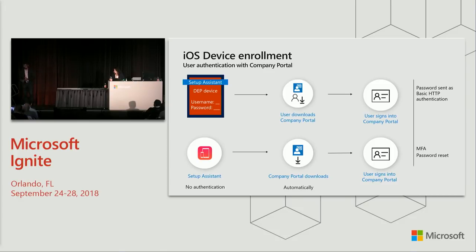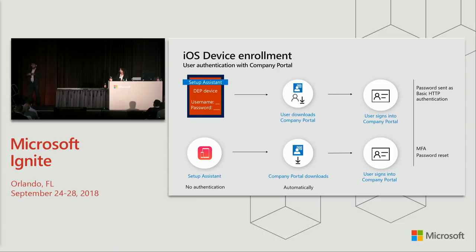Classically, with the DEP program, when a device is turned on and is being prepared, you get into what's called the setup assistant, which you should be familiar with. And in there, if you have your device assigned to a user, yes, they can log in and authenticate, but that authentication is very basic HTTP authentication. It doesn't let you leverage things like MFA and other passive authentication methods. The user, in order to get the benefits of compliance with conditional access, will have to then download the company portal themselves, log in again, and then finally it gets through and the device is ready to go. And so we've done good work and great work to make that scenario so much smoother.